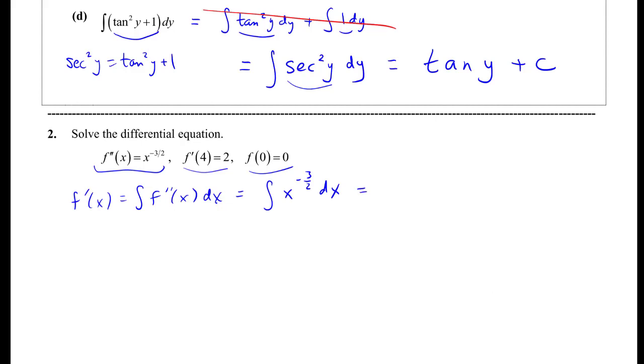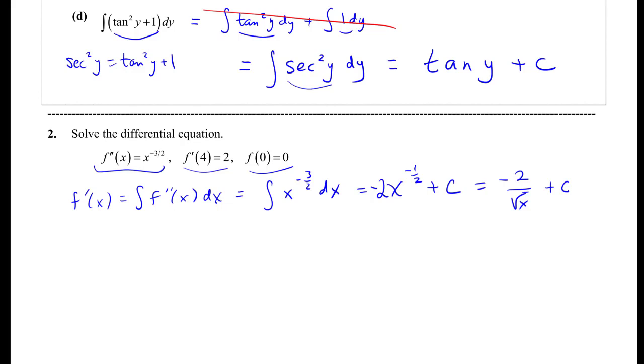It's just the power. So that gives me x, add 1 to the negative 3/2 gives me negative 1/2. Divide by negative 1/2 is the same thing as multiplying by negative 2. All right, and then I get a c. The other way I might want to look at this is negative 2 over the square root of x plus c. That might make it easier when I do evaluations, because the next thing I want to do is figure out what that plus c is.